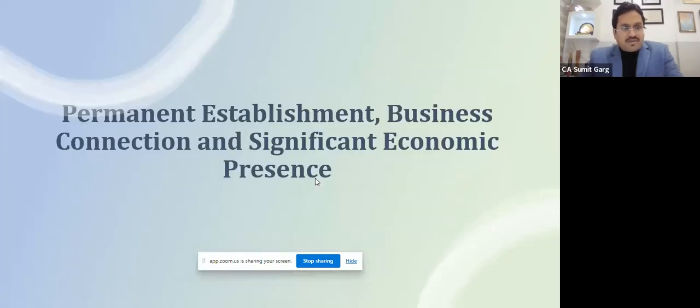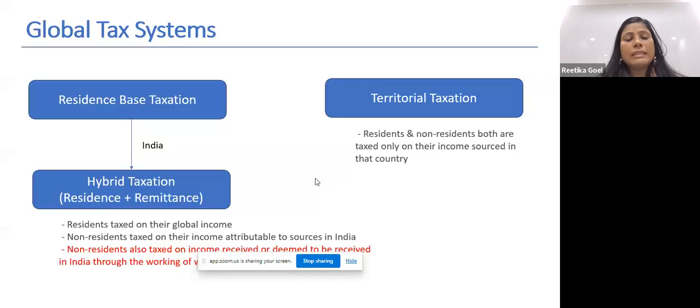Okay. So let's start with the global tax systems which we have globally. One is the residence-based taxation, one is the territorial-based taxation. So generally, countries are divided into two types of tax systems.